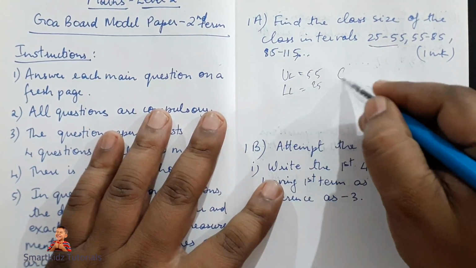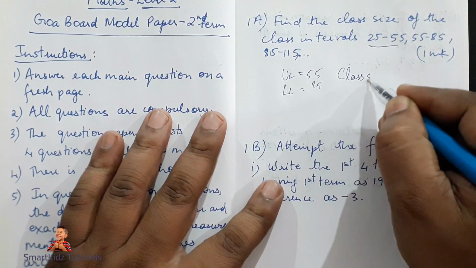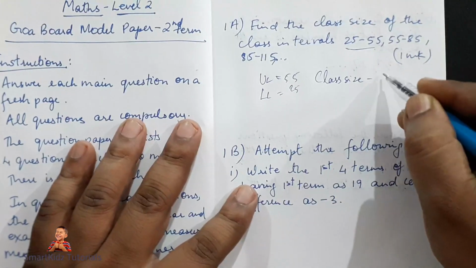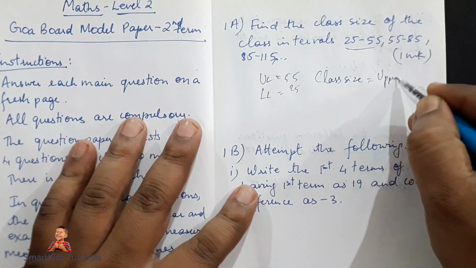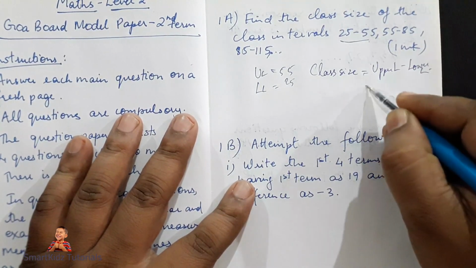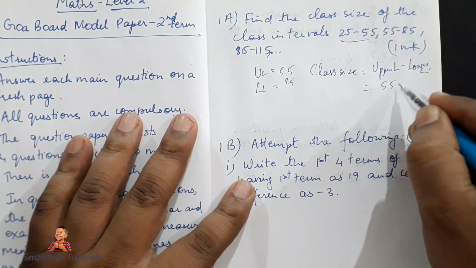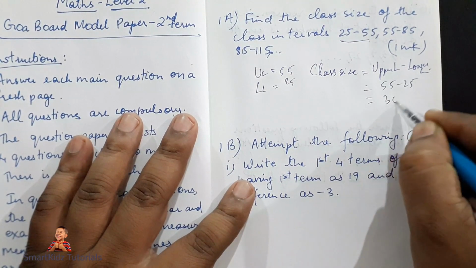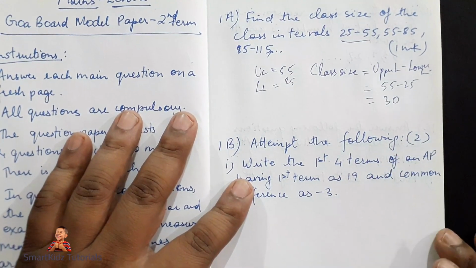So if you want the class size, that is equal to upper limit minus lower limit. So that will come to 55 minus 25, which is equal to 30. So 30 is our answer.